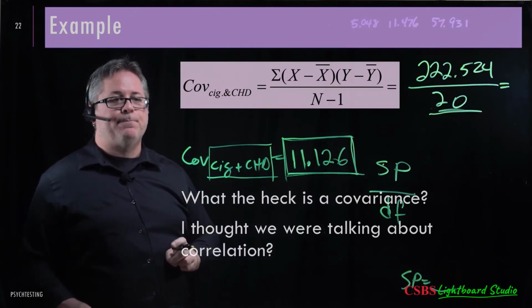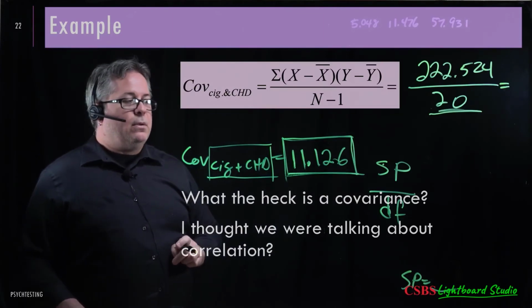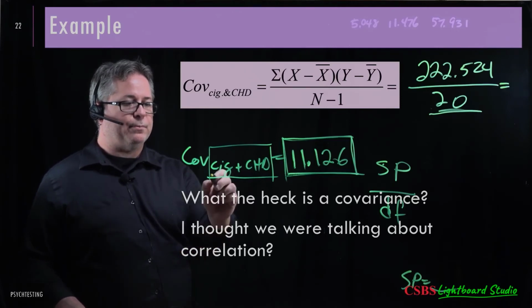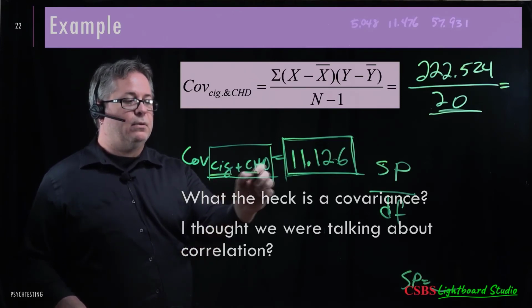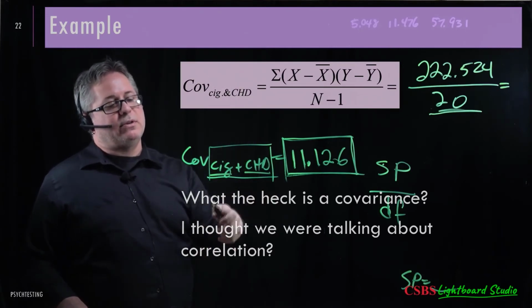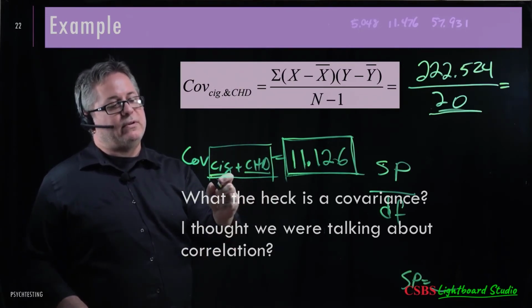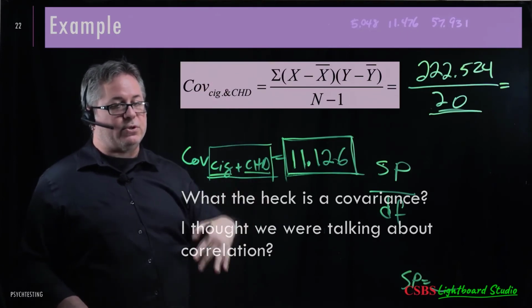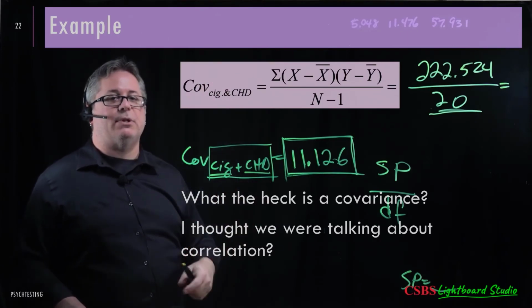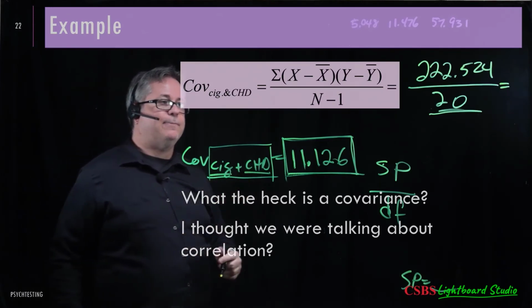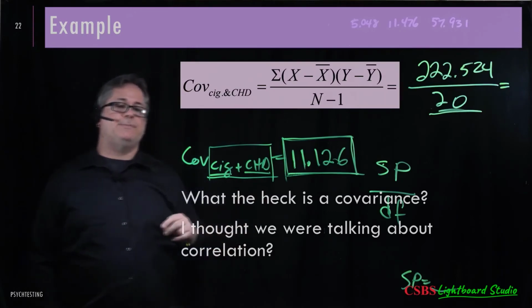Yes, and it's for all countries. This is the covariance between cigarette consumption and coronary heart disease for all 21 countries. It's basically the average relationship between cigarette consumption and coronary heart disease for these 21 countries.